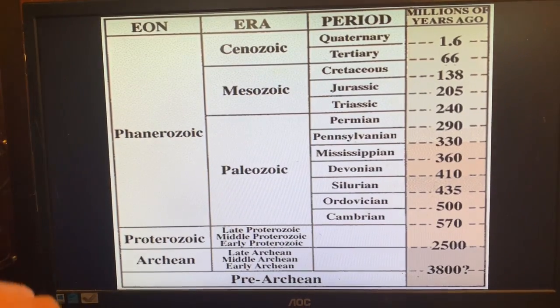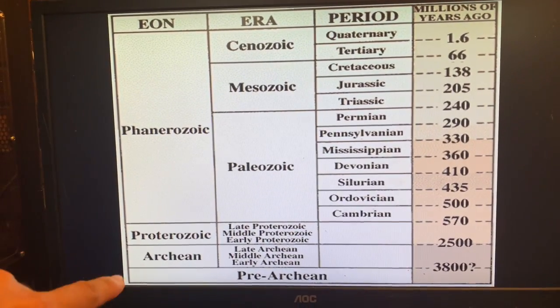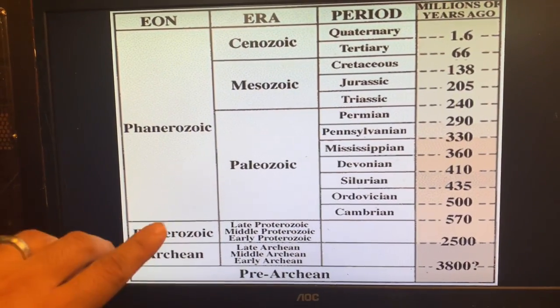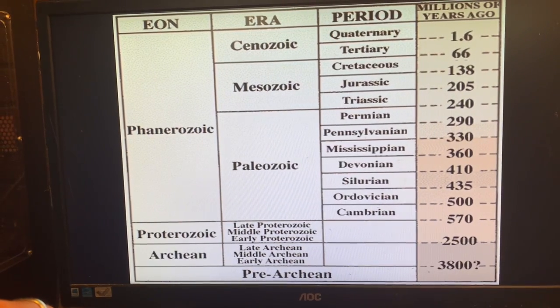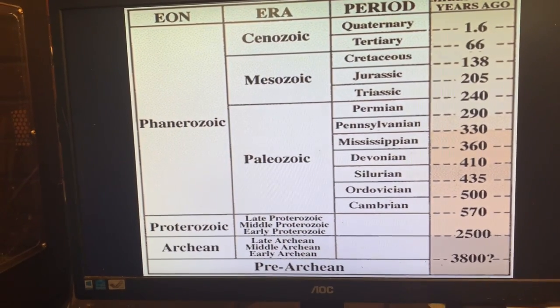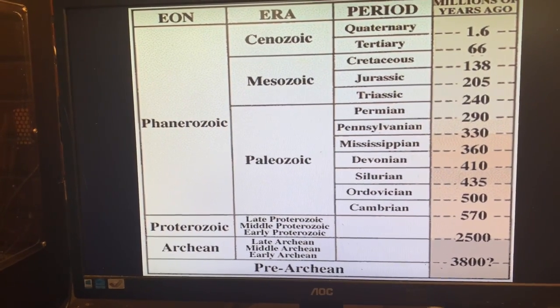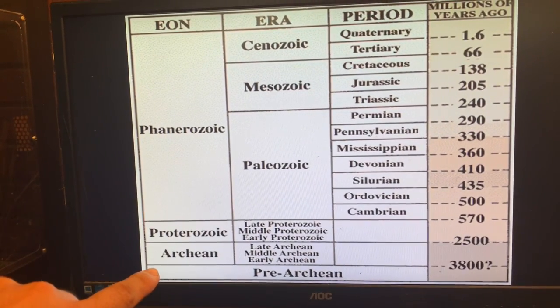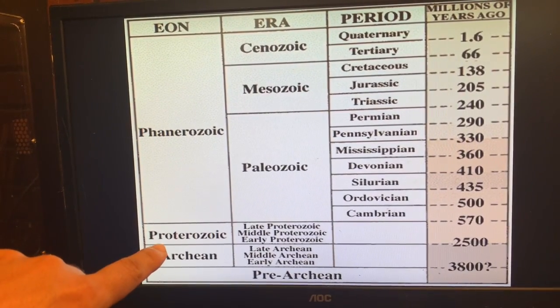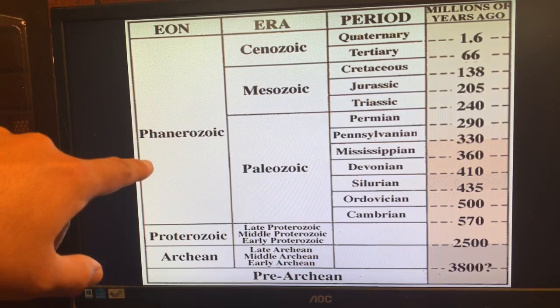Okay, and so we have what we call, now this chart uses the term pre-Archean. That's a little bit weird. We don't really actually use that term anymore. We use the term Hadean. We'll get to that in a second. We have the Archean Eon, we have the Proterozoic Eon, and then we have the Phanerozoic Eon.